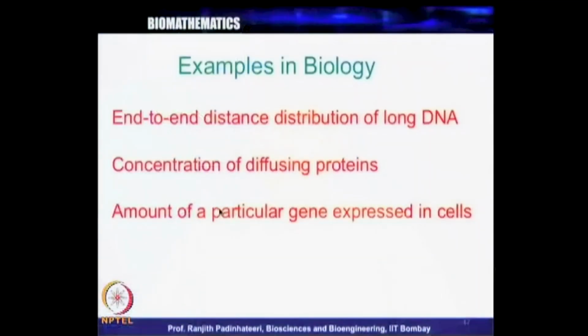You could also think of another example, which is, let us say, amount of a particular gene expressed in cells. So, let us imagine that you can measure the amount of gene expression in cells. So, you have a bunch of cells in a petri dish, and each of the cell you take a particular gene and then see how much of this gene is expressed. So, you can count, let us say, how much mRNA is produced or how much gene expression has happened. So, then what you might get is something like this.